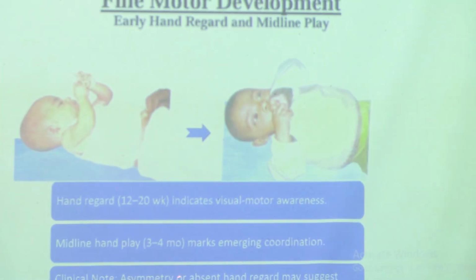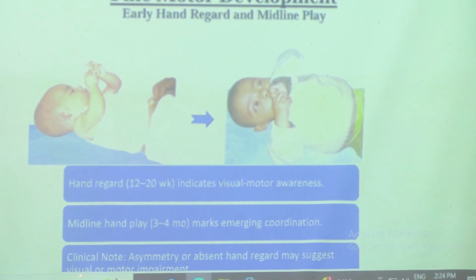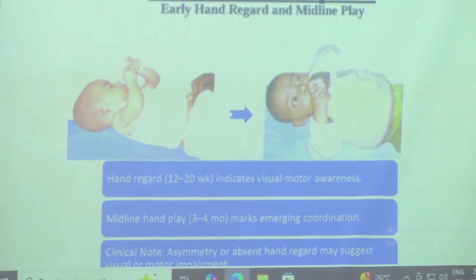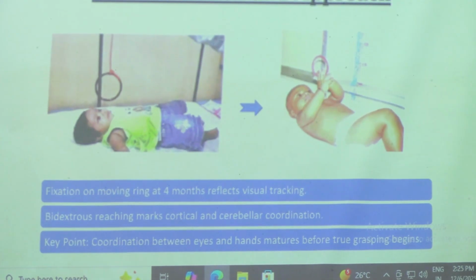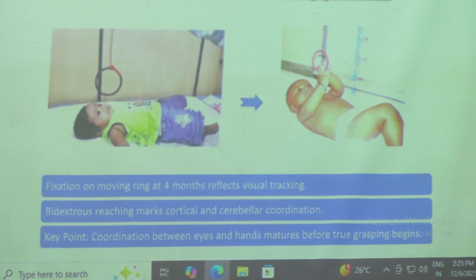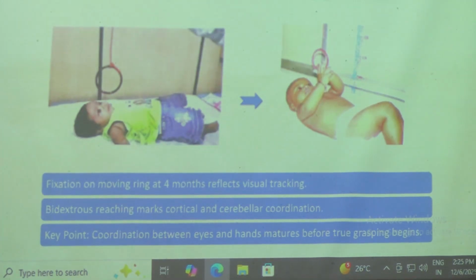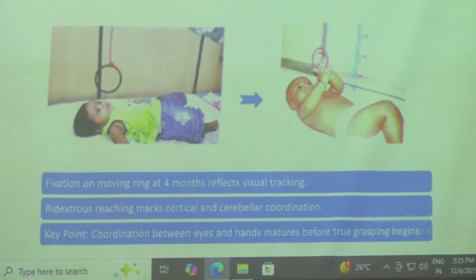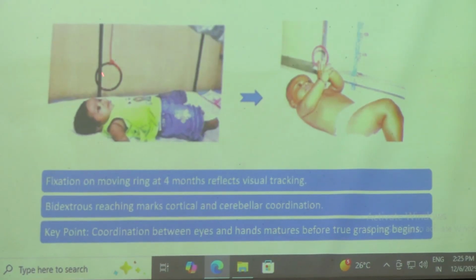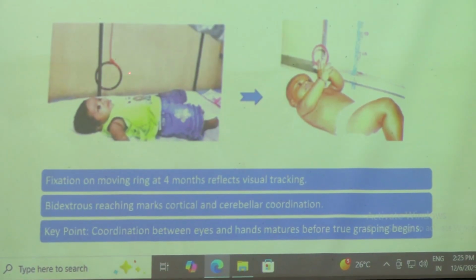Then at 3 to 4 months, he will bring his hand to the midline and will play like this. Clinical note: any asymmetry or absent hand regard may suggest visual or motor impairment. Okay? If you put some dazzling thing before his eye, he will see it attentively.